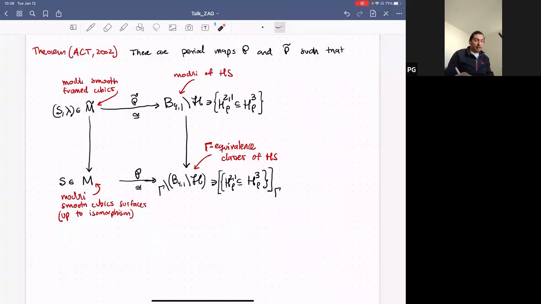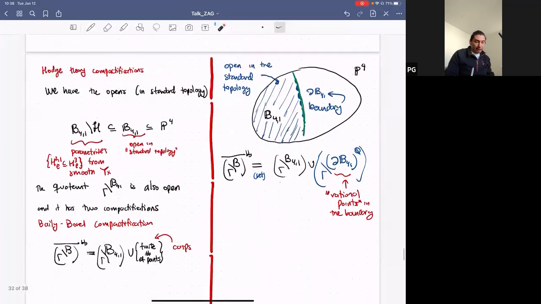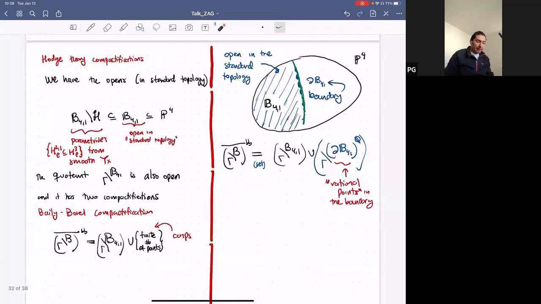But now we are in the business of compactifying a moduli space, right? So what do we do? Hodge theory gave you two compactifications. This open, which is our flags, comes from the smooth case: you start with a cubic surface and you end up with a point in this open, which is contained in P4, but it's a standard topology. When you take the quotient by gamma, it's also open. However, Hodge theory compactifies this in two ways. The Baily-Borel compactification.